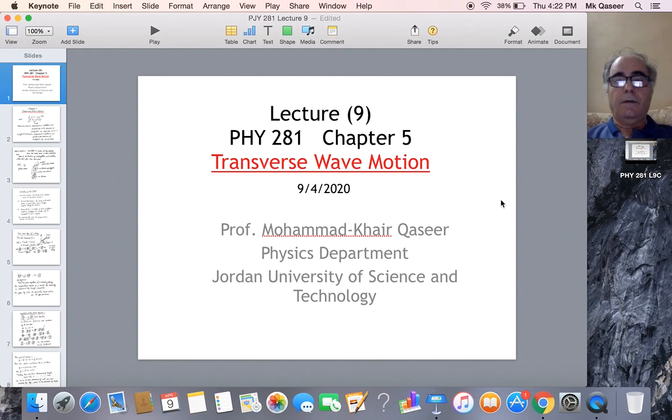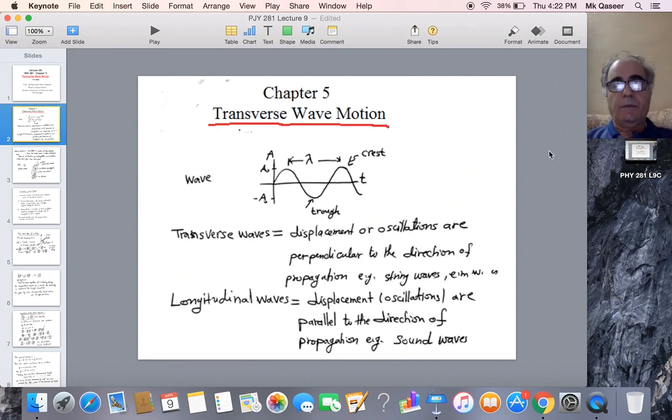I will talk about the transverse waves, wave motion. Now, let's represent a motion, a wave, a schematic representation for a wave. This is the time, the horizontal axis, and the vertical axis is the amplitude. This is a sine wave. The distance between two adjacent maximum is called a wavelength, and the maximum is the amplitude, called the maximum amplitude.